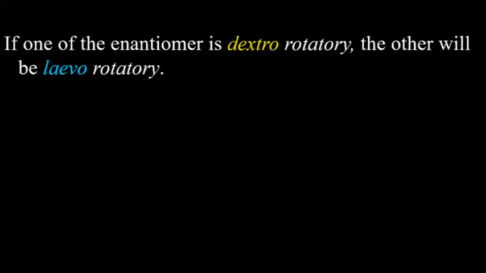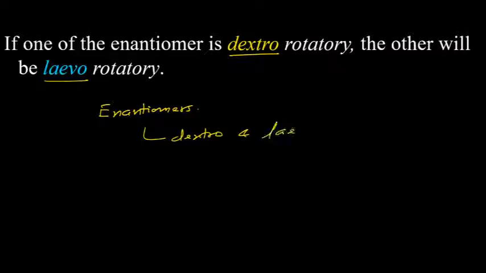If one of the enantiomers is dextro, the other one will be levo. So remember, enantiomers are nothing but, we already talked about the dextro and levo form. Dextro and levo forms of a chiral molecule or compound.